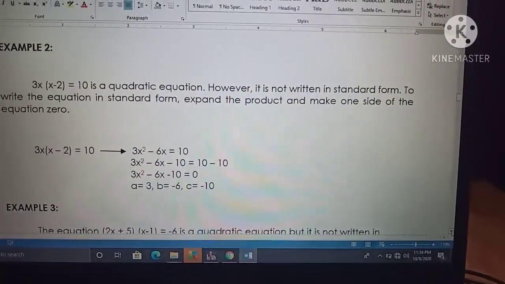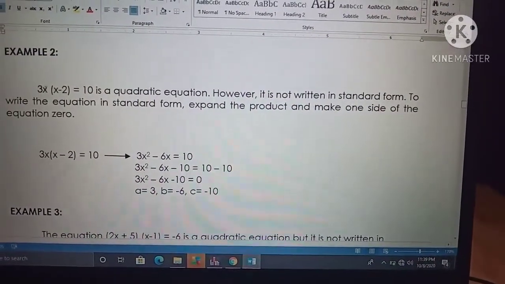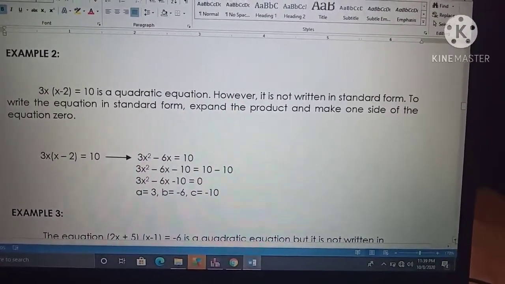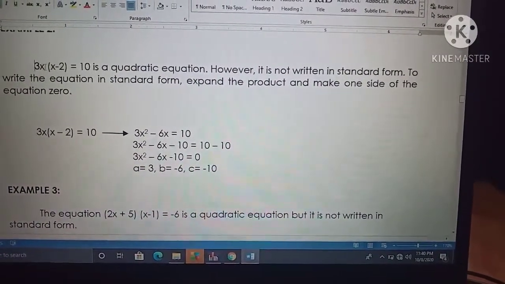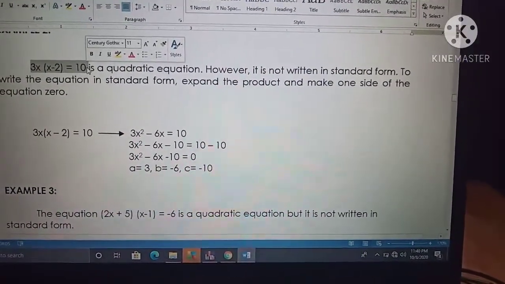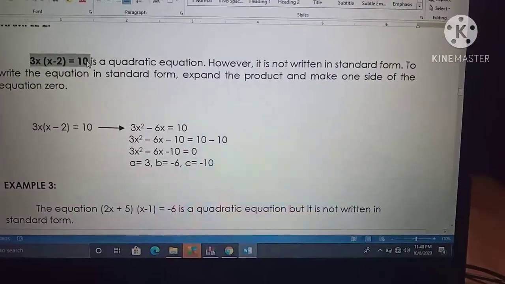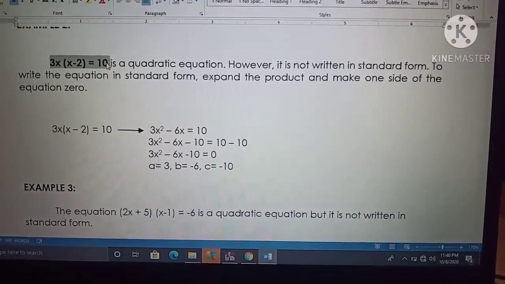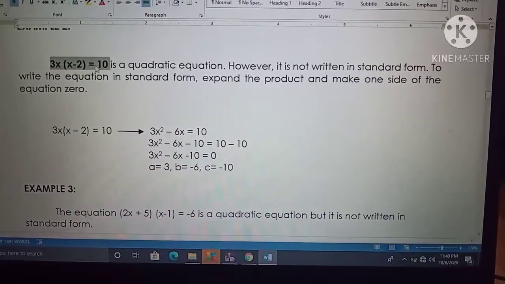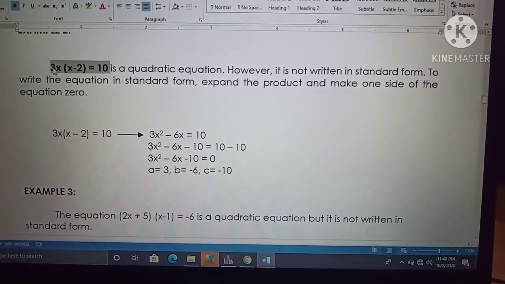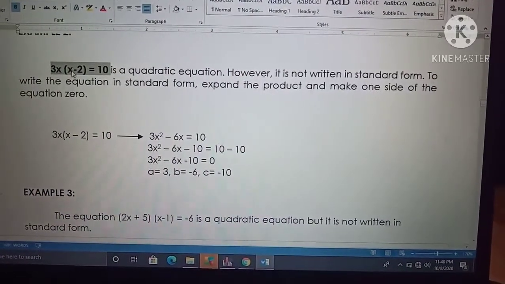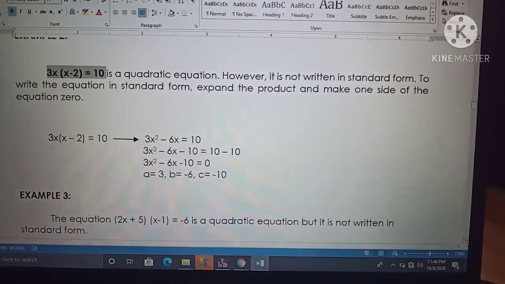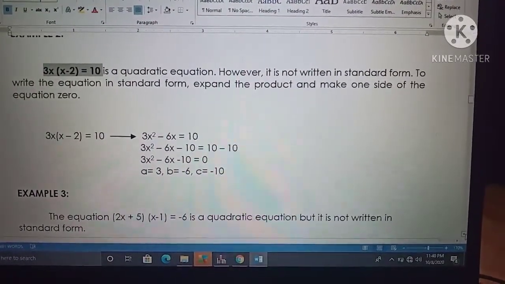So, another example is 3x multiplied by x minus 2 is equals to 10. So, this is a quadratic equation. So, quadratic equation siya, pero hindi siya nakasulat sa standard form. Diba? Kasi, nasaan dyan ma-identify mo ba yung quadratic term natin dyan? Diba hindi? So, yung una natin gagawin is, ita-transform natin yung equation papunta sa standard form.